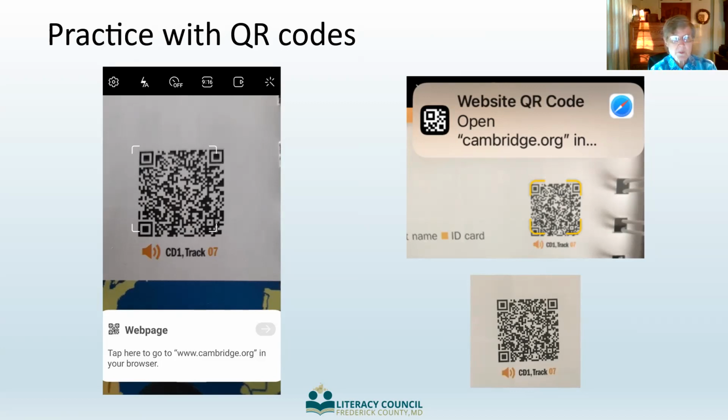Now you should be able to scan the code on this slide. If you have your phone there, give it a try. Give us a thumbs up if you were successful.